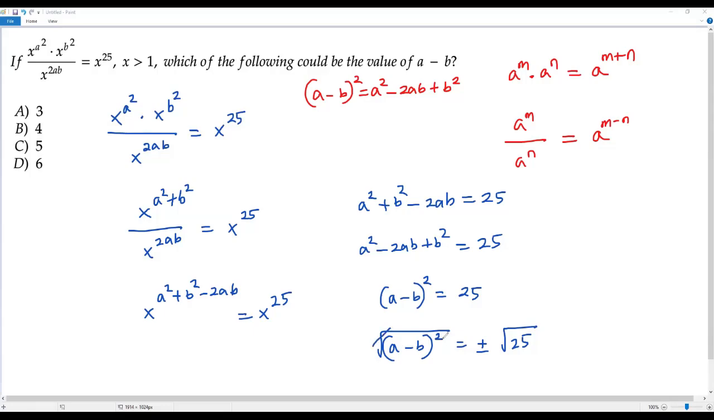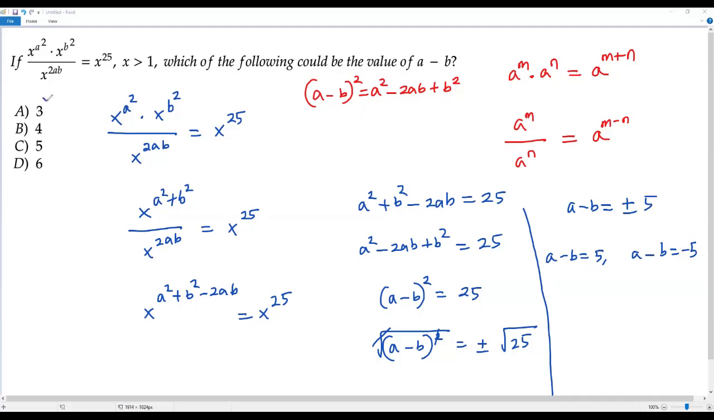On the left side, the square root and the square cancel out. I'm getting a minus b equals plus or minus the square root of 25, which is just 5. Okay, I'm getting two values for a minus b. One is a minus b equals positive 5. Another one is a minus b equals negative 5.